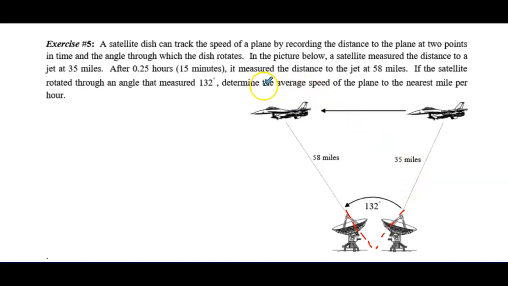Now it asks me to determine the average speed of the plane to the nearest mile an hour. And what we know about a relationship between time and speed and distance and all that is that distance is equal to rate times time. So if I can figure out this distance traveled, I know the time traveled, I'll be able to get the rate. Okay, so to figure out this distance, let's use the law of cosines since it's side angle side.